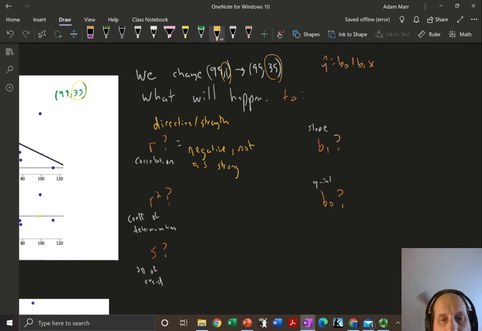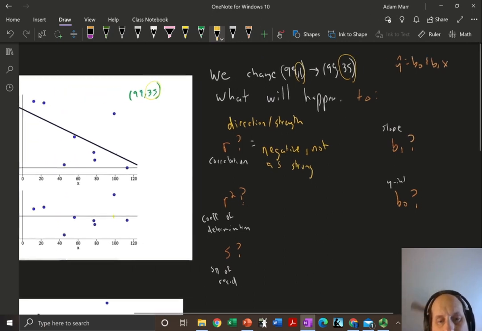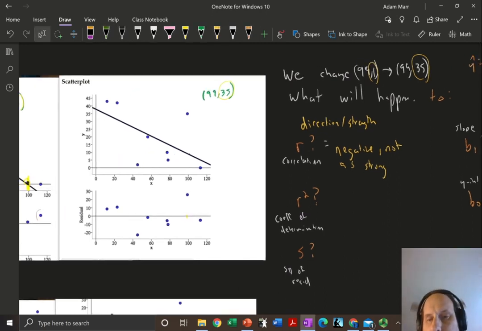Okay, R squared, the coefficient of determination. So R squared, remember, is the percent of variability that is represented by the least square regression line. So it's the percent of variability of the Y variable that's reflected in, accounted for, I should say, by the least square regression line.